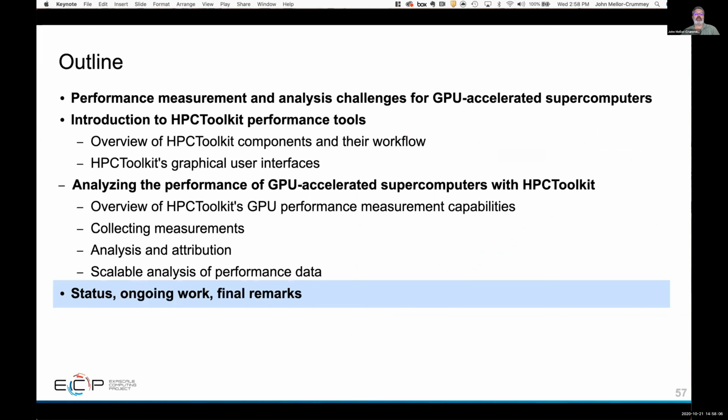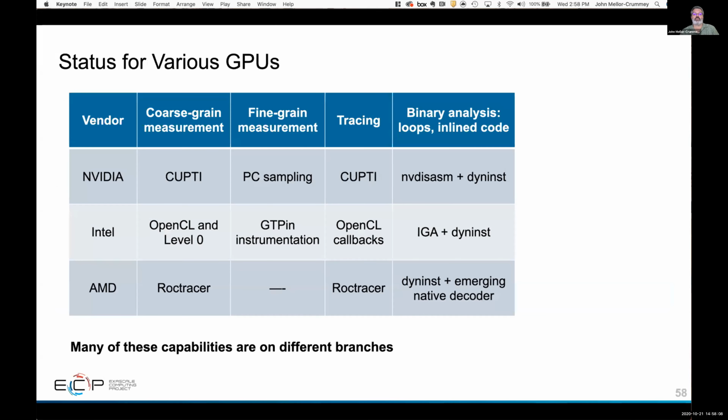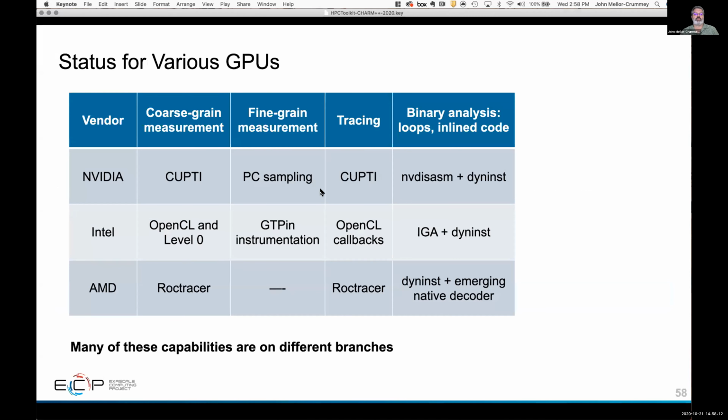Finally, some status and some final remarks. For the different GPUs, we're supporting NVIDIA, Intel, and AMD GPUs. Fine-grained measurement is supported by PC sampling on NVIDIA GPUs. We're using GT-Pin for instrumentation on Intel, and there are no fine-grained measurement capabilities for AMD yet.